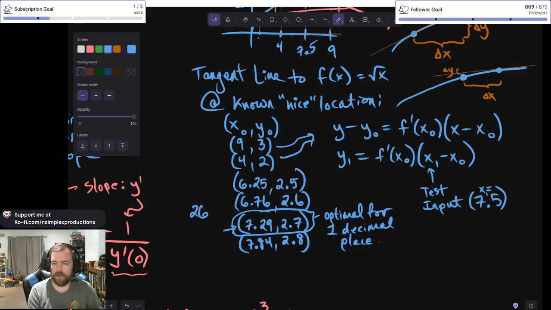So then our y1 is going to be approximately equal to the square root of 7.5 to some degree of accuracy.